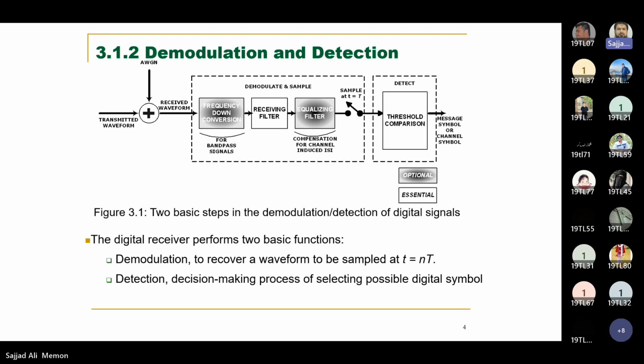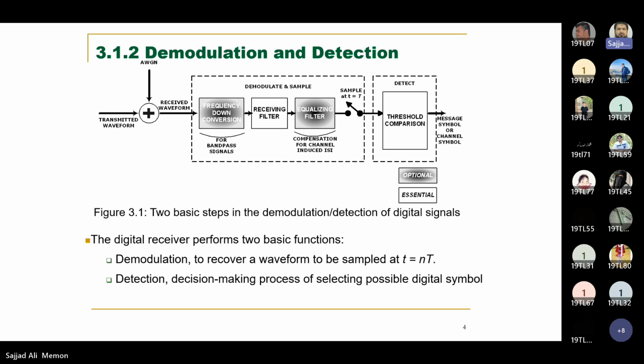This received signal or waveform first goes to frequency down conversion for bandpass signals, because we transmitted a modulated signal. Down conversion means demodulation. We separate the transmitted signal from the carrier frequency. So it is for bandpass signals. We have baseband signals and bandpass. Carrier frequency is in the bandpass, and your information signal is your baseband signal. Then we have the receiving filter, the equalizing filter, for compensation of channel-induced interference.